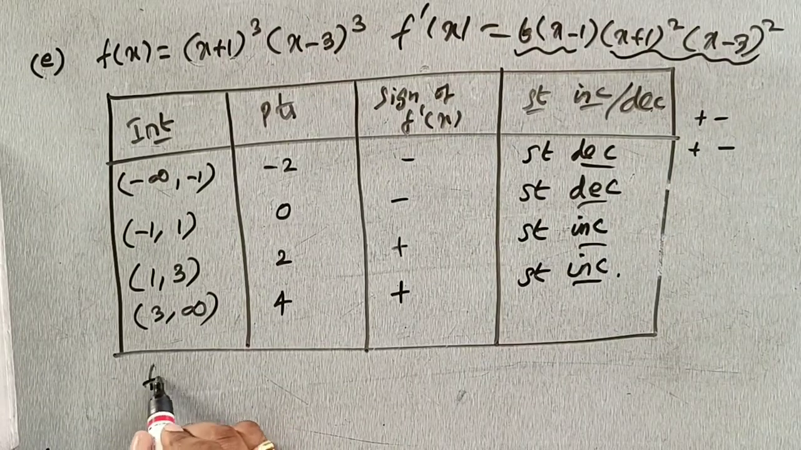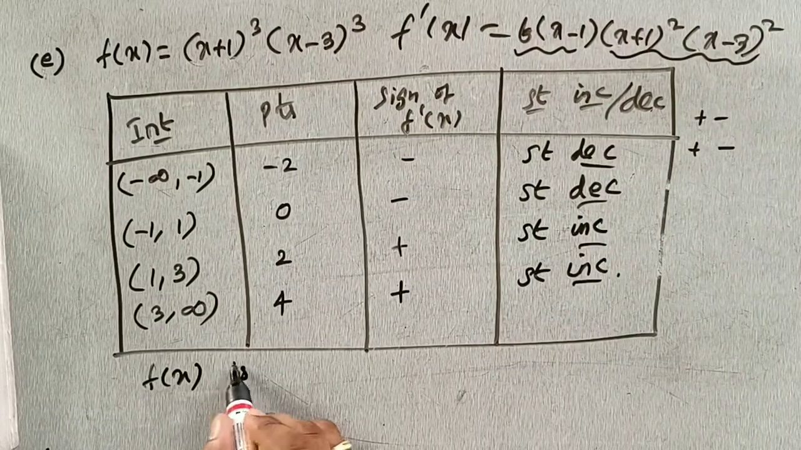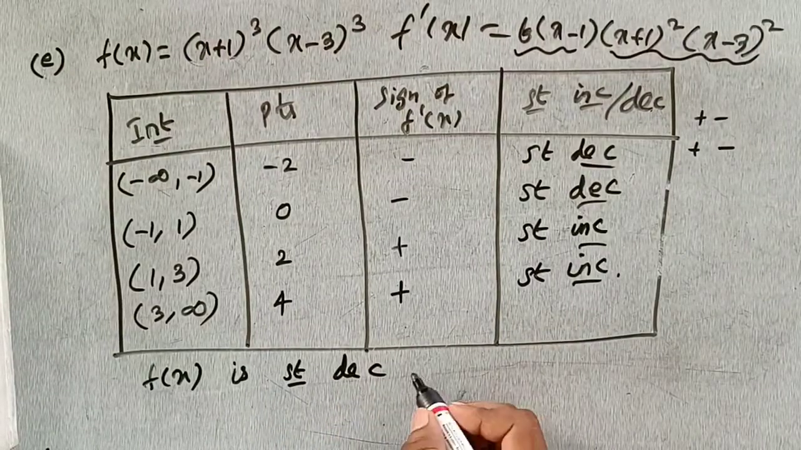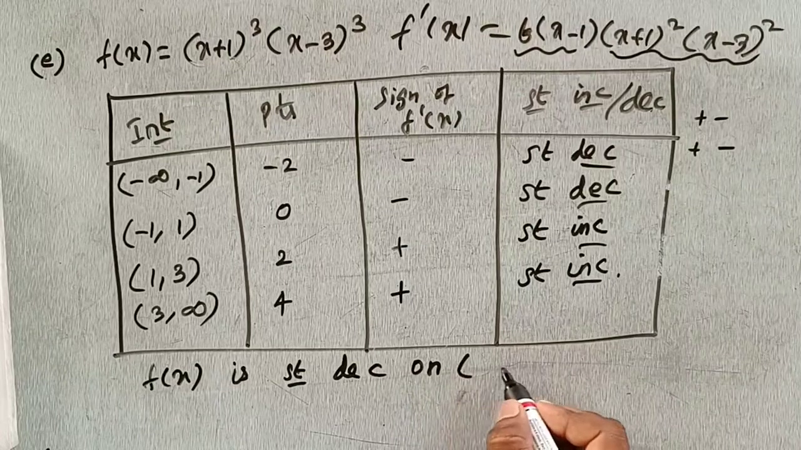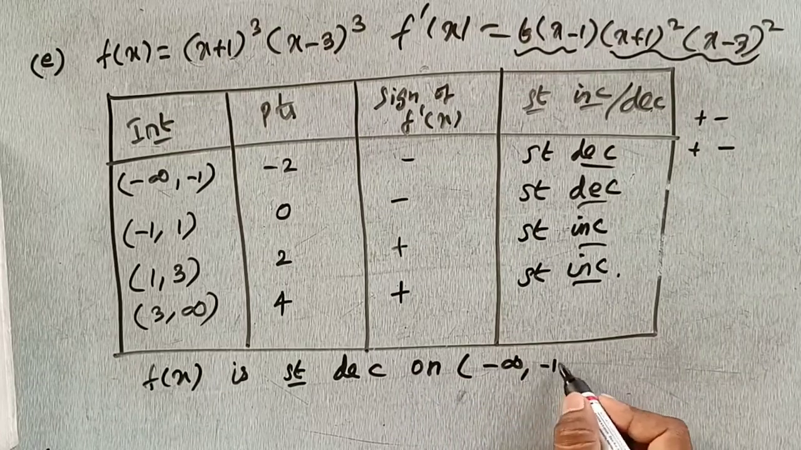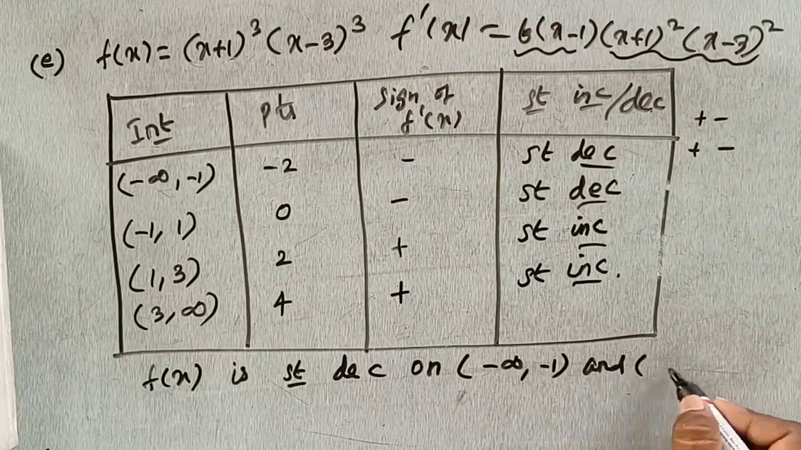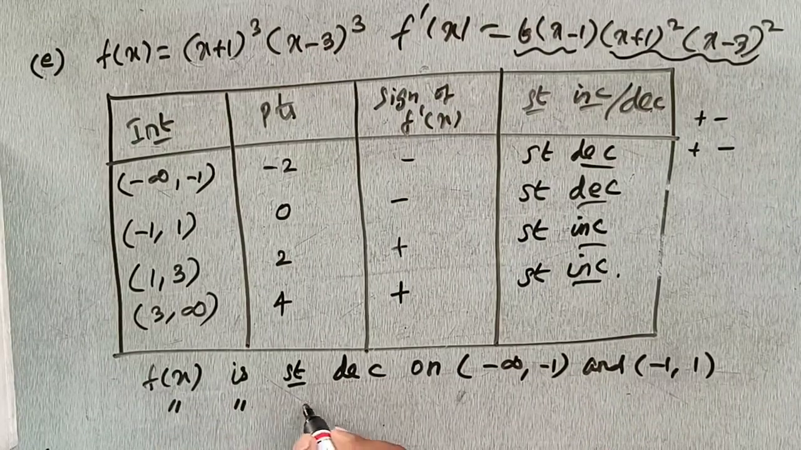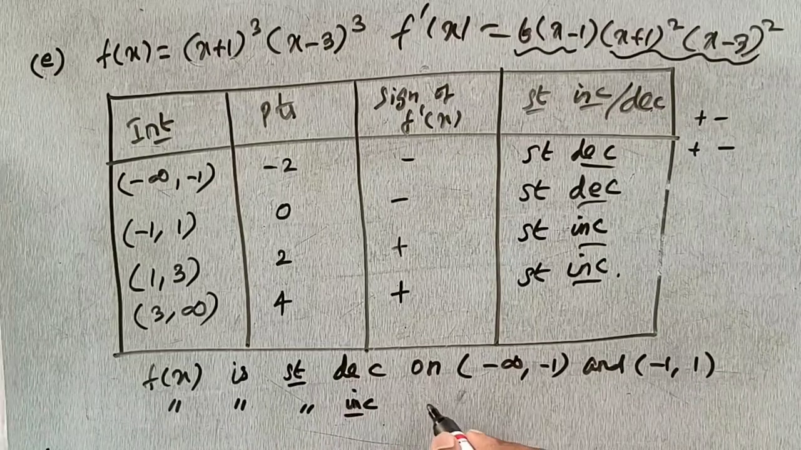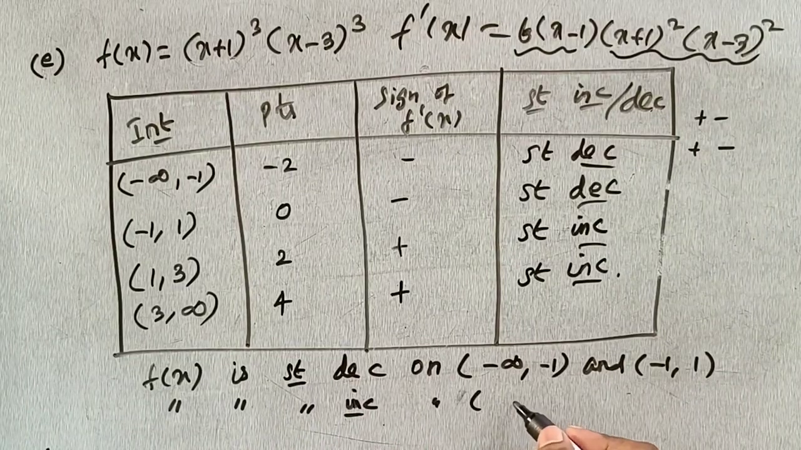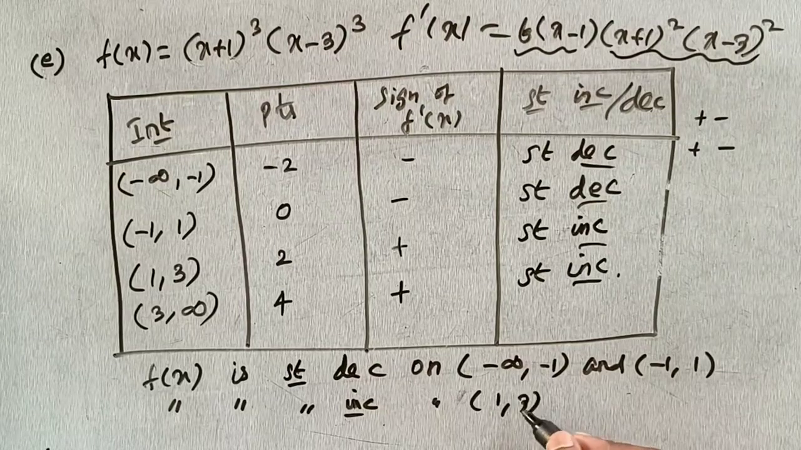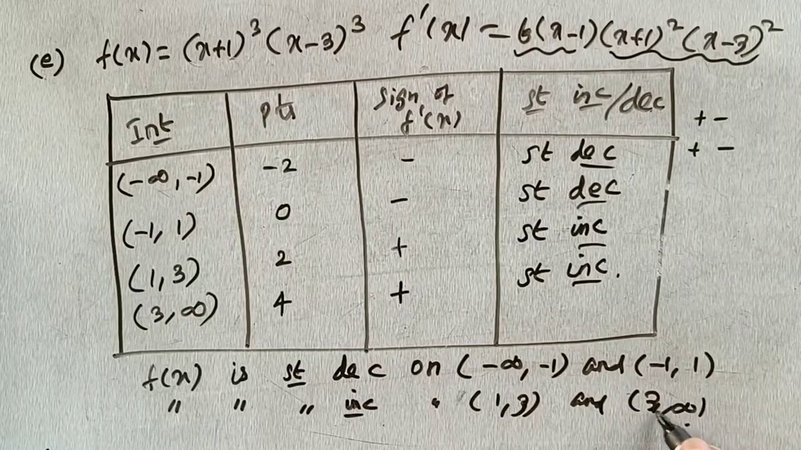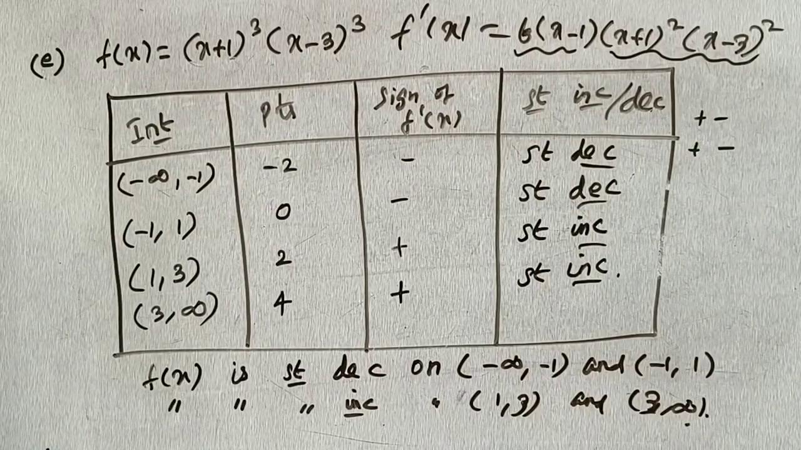Before that, we will say the final answer. F of x is strictly decreasing on the intervals minus infinity to minus 1 and minus 1 to plus 1. Similarly, f of x is strictly increasing on the intervals 1 to 3 and 3 to infinity. Now we will see the graph.